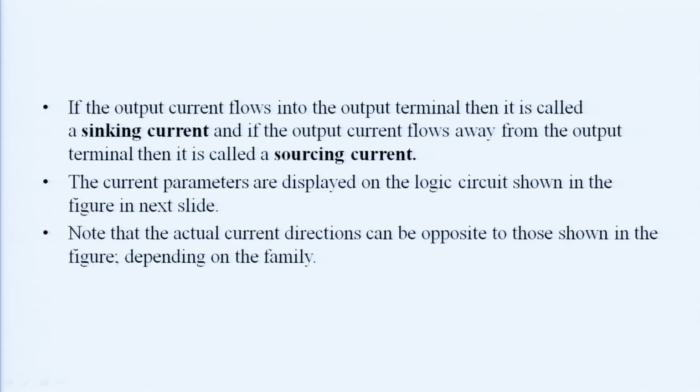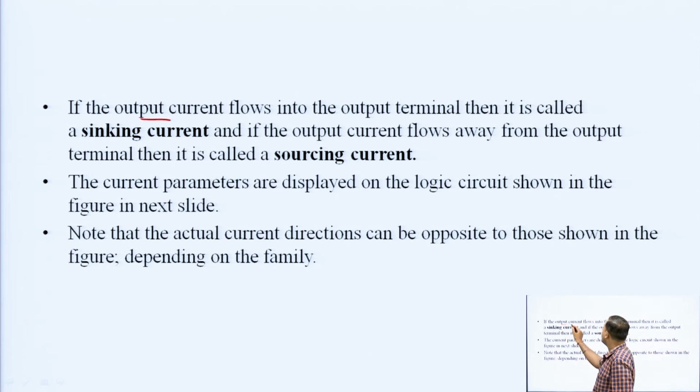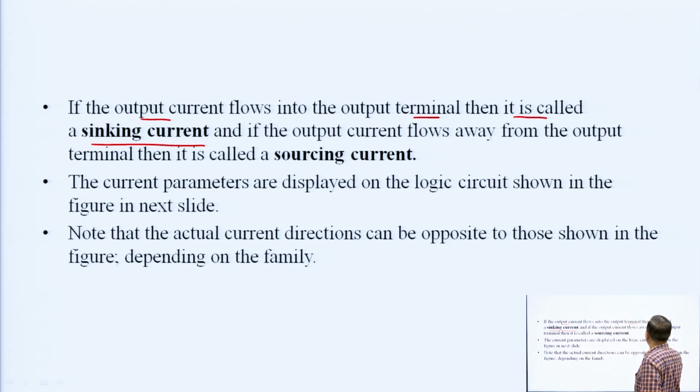Next, if the output current flows into the output terminal, then it is called the sinking current. So, you can be asked what is called sinking current. Sinking current is nothing but if the output current flows into the output terminal, then it is called the sinking current. And if the output current flows away from the output terminal, then it is called the sourcing current. So, there is a difference between sinking current and sourcing current.